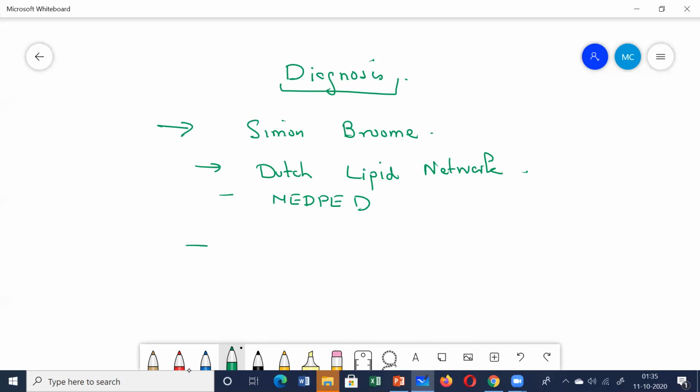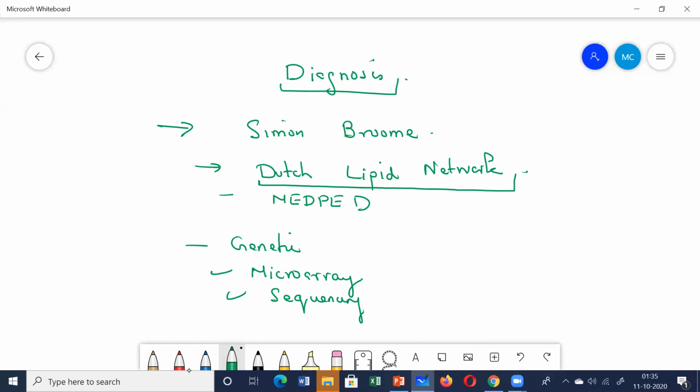Okay, and genetic, you can go for the microarray, you can go for the sequencing. Okay, so out of all these, mainly I'm going to lay stress on the Dutch Lipid Clinic Network criteria, which is most commonly used. So let us talk about this Dutch Lipid Clinic Network criteria.